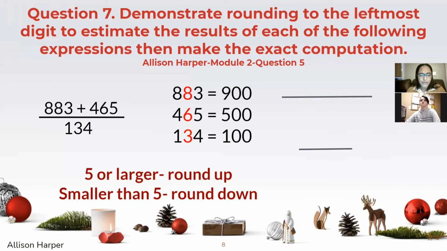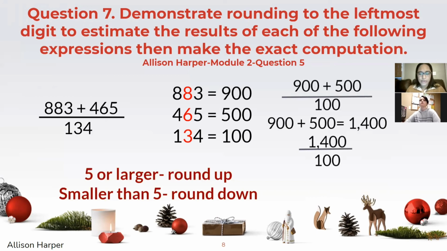With 134, the middle digit is a 3, and it is smaller than 5. So we round down. So that number is going to round to 100. So now all we're going to do is solve. So we're going to plug in our rounded numbers that we just discovered. So first we are going to take 900 plus 500, which is 1400. And then 1400 divided by 100 is 14.